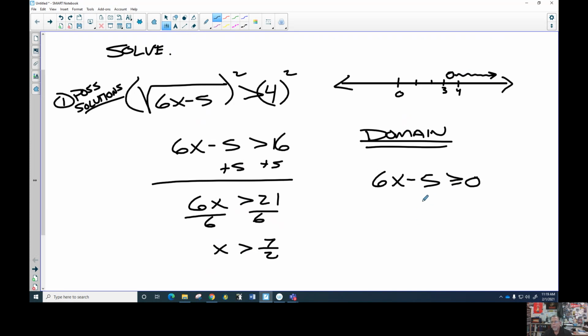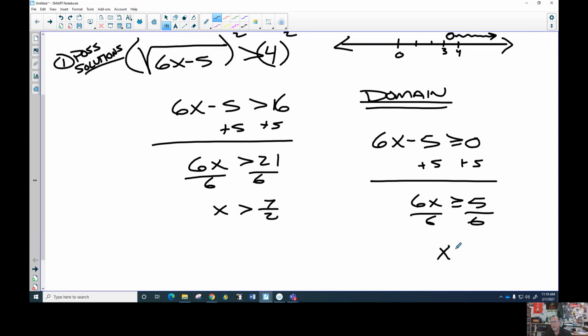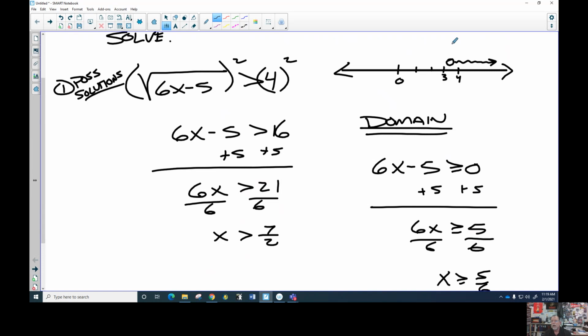So I'm going to add 5 to each side, and I get 6x is greater than or equal to 5. Dividing by 6, I would get that x is greater than or equal to 5/6. Now, where is 5/6 in relation to that 7 halves? Well, 5/6 is back here just below 1, right? So for this domain, we have greater than or equal to, so it's a closed circle going this way. So the entire set of solutions is in the set of domains. So we just use this as our set of solutions.